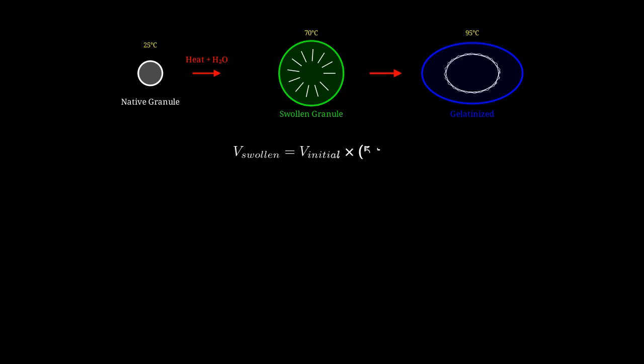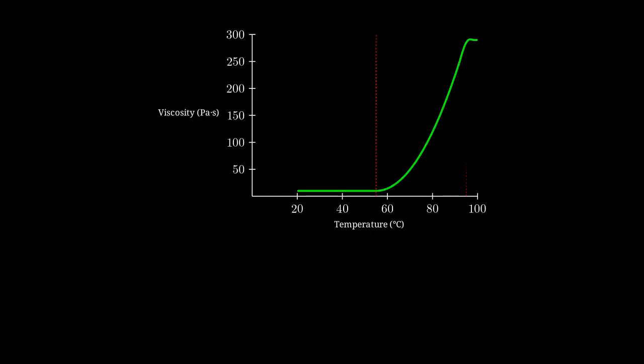The volume increase is substantial. Swollen volume equals initial volume multiplied by a factor of 5 to 10, depending on starch type and water availability. This plot shows viscosity versus temperature during gelatinization. Notice the dramatic increase between 55 and 95 degrees Celsius. This viscosity increase is what gives cooked pasta its characteristic texture. The pasta sheets must absorb approximately 100 to 150% of their dry weight in moisture from the sauce. This hydration is essential for achieving the desired al dente texture.